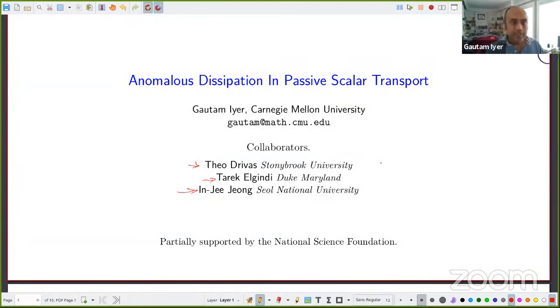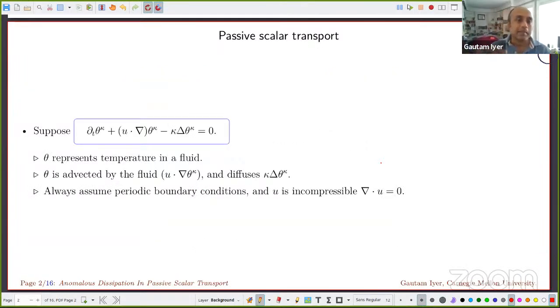What's this about? So let's start with passive scalar transport. If I look at, let's say, a dye in fluid, I have the standard advection diffusion equation, dt theta plus u dot grad theta minus kappa Laplacian theta equals 0. And since I'm going to be taking limits as kappa goes to 0, I indexed everything. So theta superscript kappa is the diffusion index.